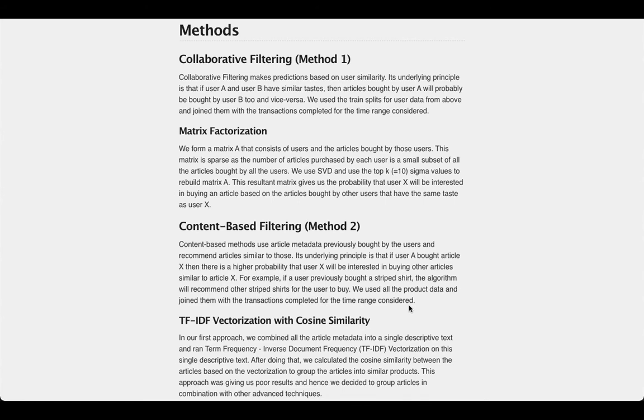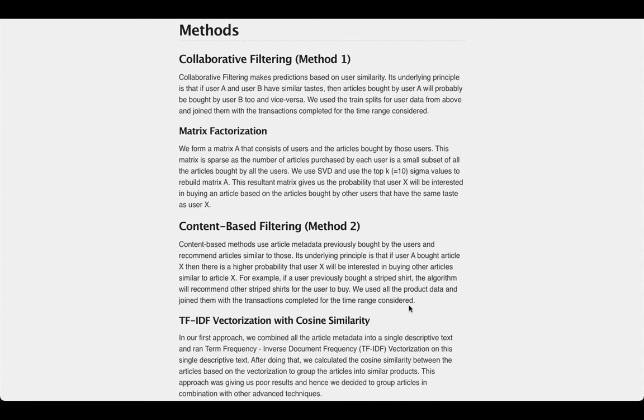The collaborative filtering method makes predictions based on user similarity. If two customers X and Y have similar tastes, our aim was to be able to predict the purchases made by customer Y based on the purchases made by customer X.